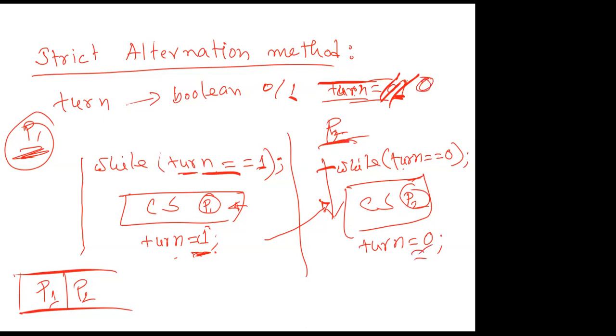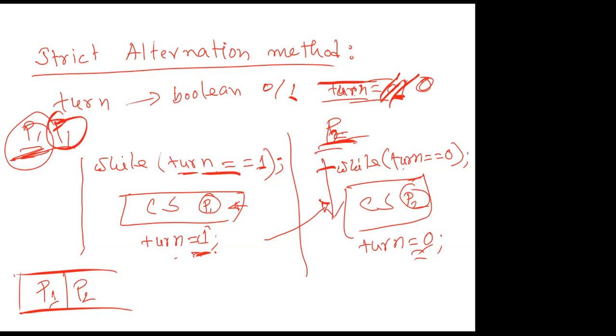Now what does 0 mean? 0 means that P2 gives the signal that it has completed the execution of its critical section. Now it is your turn, P1, you can execute your critical section. This is how it works.